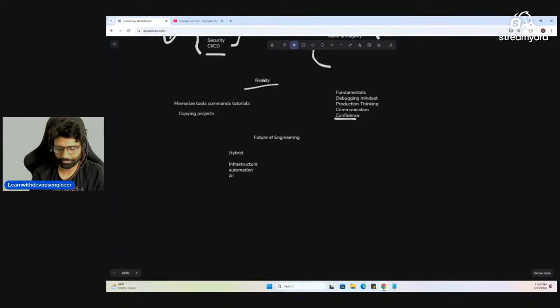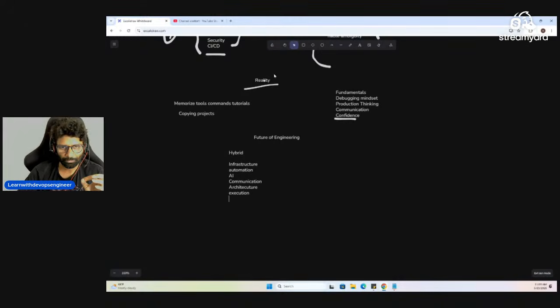AI, communication. Again, I am trying to repeat a lot of stuff here because it's very important. That should go into your mind, it should stick. Architecture, this is the future of engineering I'm talking about. Execution.